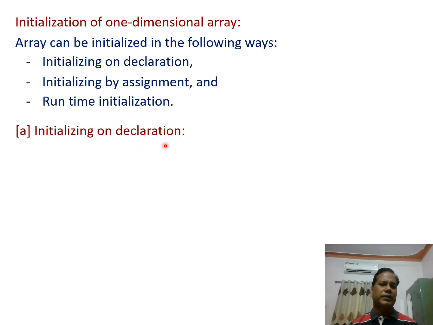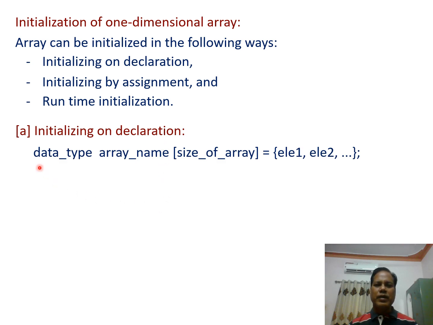Initialization and declaration. So the syntax for initialization and declaration is like this one. Data type, array name within square brackets, size of array. So this is the array declaration before the assignment operator. Then after the assignment operator, we write the element values, separated by commas and enclosed within curly braces, and at the end we write the semicolon.